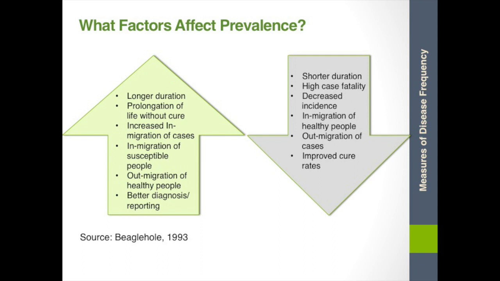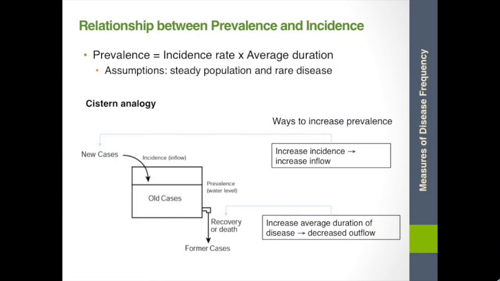Some factors might increase the prevalence in a population. For example, a longer duration of the disease, improvements in diagnosis and reporting, or prolongation of life without a cure. Factors that decrease the prevalence might include improvement in cure methods, a shorter duration of the disease, or an increase in the number of people with the disease who die. Prevalence is influenced by the incidence and the duration of the disease.